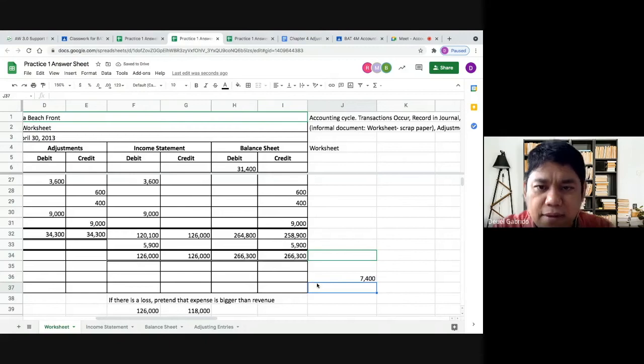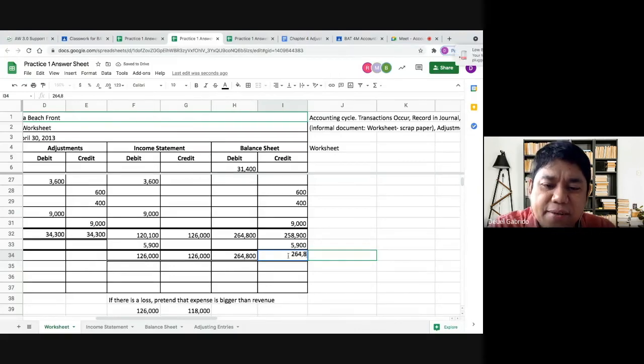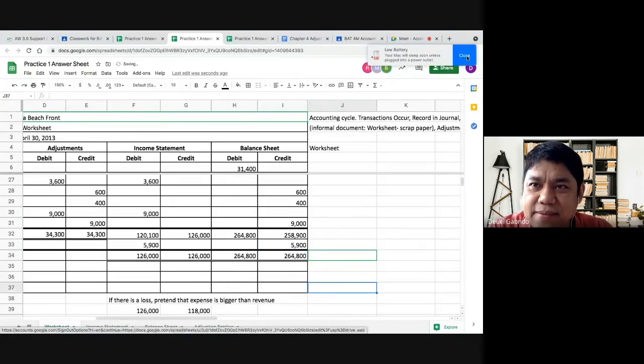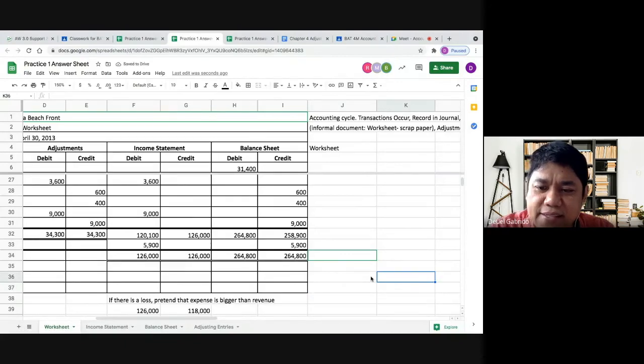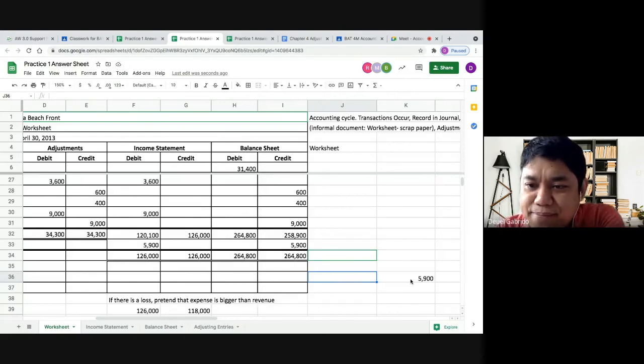Hey, why does it give me that answer? This is 264,800, right? I think it's correct now. Sorry, I wasn't able to. Okay, let's see, equals this minus this, equals, oh yeah, very good, very good. Very good analysis. Thank you, thank you. All right, so it's correct now.